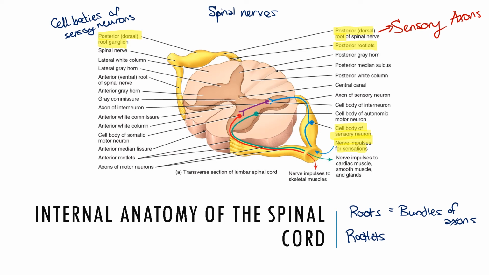Now on the other side, the anterior side, we have the anterior root, also called the ventral root. And the anterior root and the anterior rootlets, these are going to contain axons of motor neurons, which conduct nerve impulses from the central nervous system to effectors, like muscles and glands. So here we're going to get motor axons from motor neurons. We can also see this on the other picture here. We have that cell body of a motor neuron, which is actually inside the spinal cord, but we can see its axon running out through that anterior root.